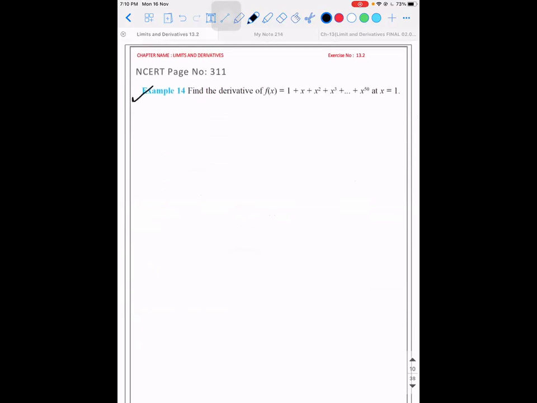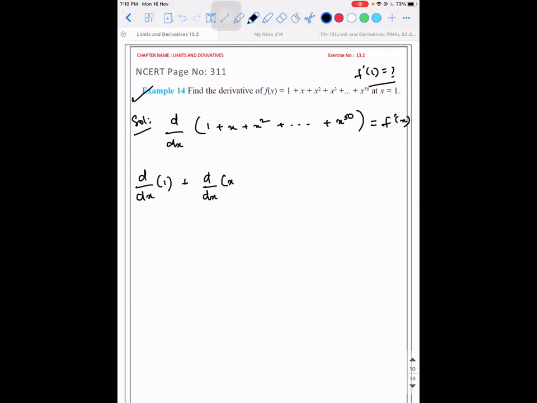Find the derivative of f of x is equal to 1 plus x square plus so on till x power 50 at x is equal to 1. So we will see. d by dx of 1 plus x square plus so on till x power 50 is f dash of x, right? What is to be found? We need to find f dash of 1. So what will it be? It will be d by dx of 1 plus d by dx of x plus d by dx of x square plus so on plus d by dx of x power 50.